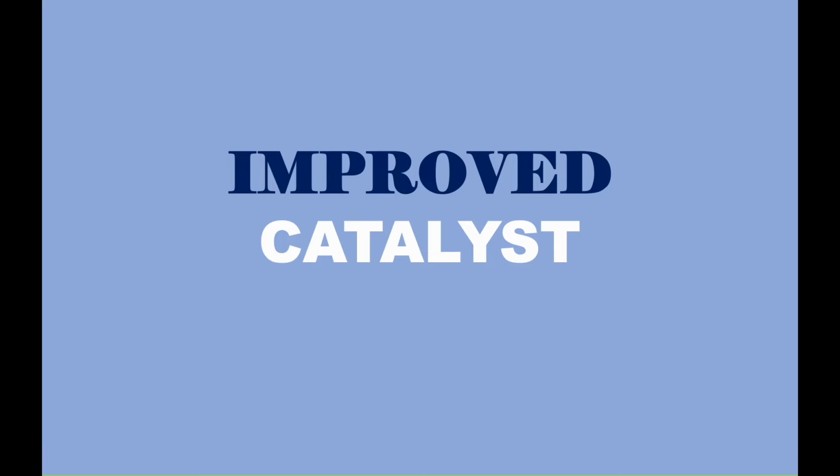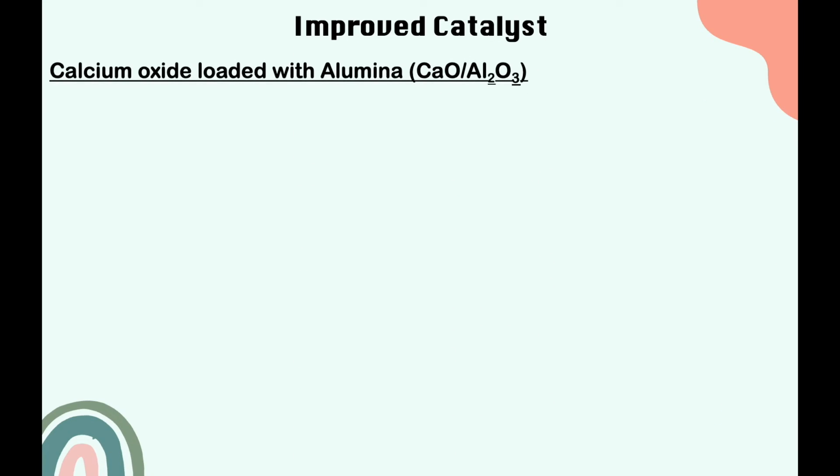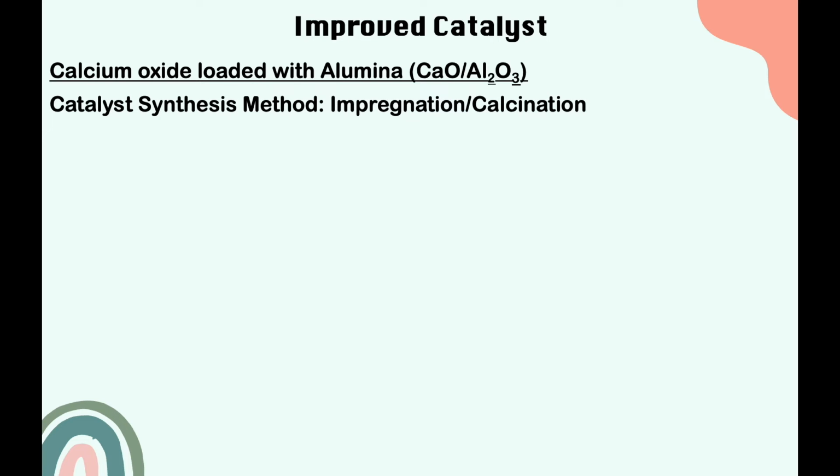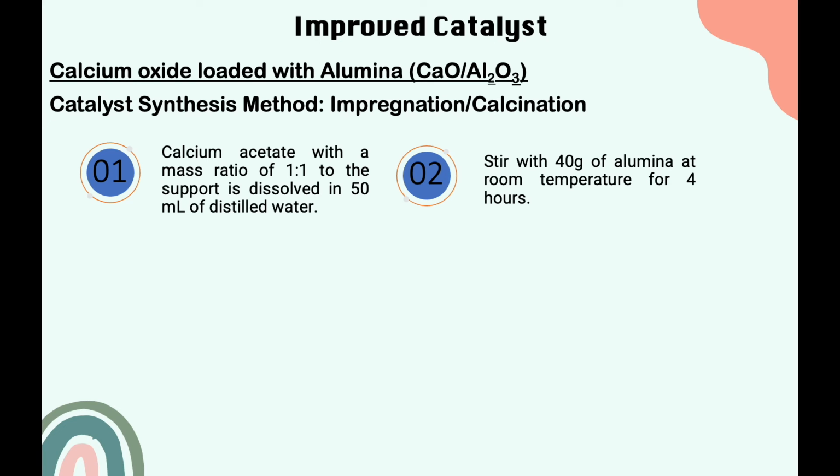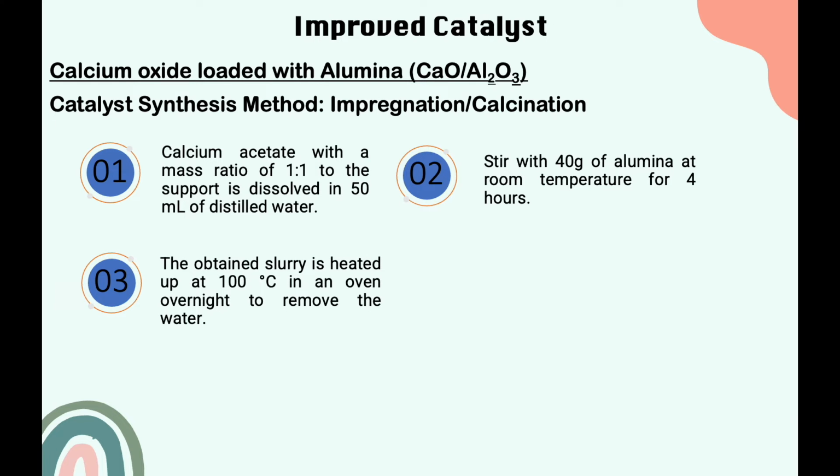Now, we are moving to the improved catalyst, which is calcium oxide loaded with alumina. Impregnation and calcination is the catalyst synthesis method for the improved catalyst. First, calcium acetate with a mass ratio of 1:1 to the support is dissolved in 50 ml of distilled water. Next, stir with 40 grams of alumina at room temperature for 4 hours. The obtained slurry is heated at 100 degrees Celsius in an oven overnight to remove the water.